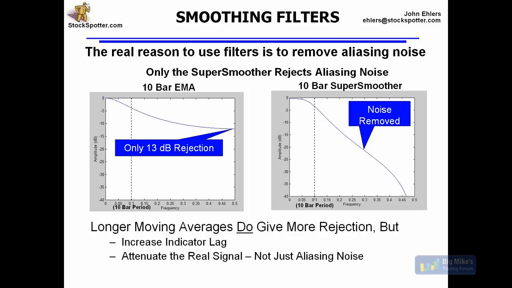So I'm not only attenuating the alias frequencies, I'm also attenuating the real signal frequencies. So the solution to that is my super smoother.